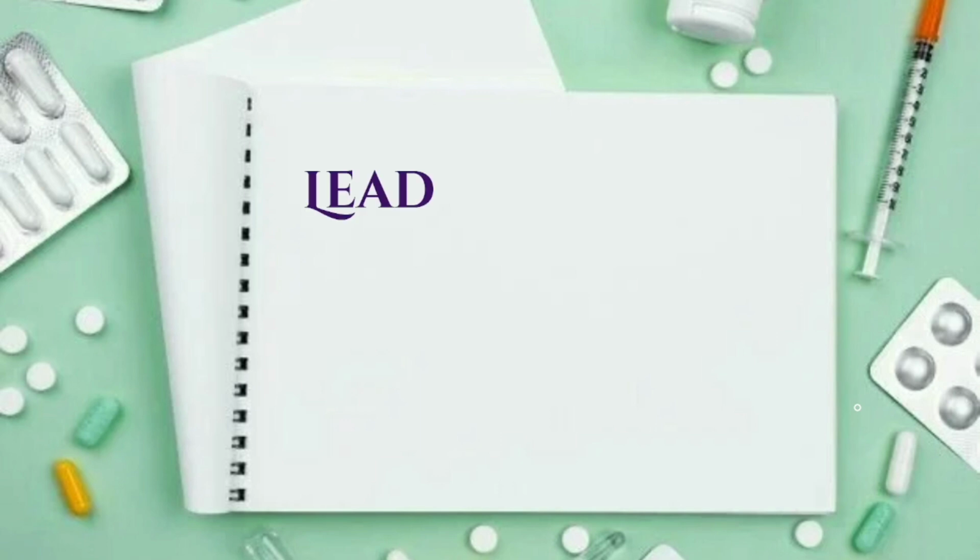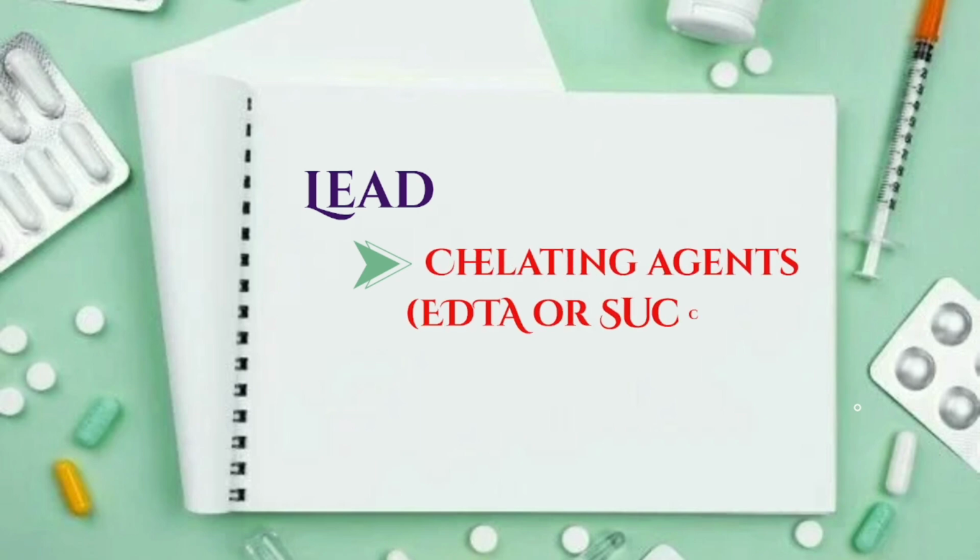Our next drug is lead. If lead poisoning occurs, that means there is a buildup of lead in the body, then we have to give chelating agents like EDTA or Succimer. These chelating agents work similarly. They also form complexes and bind with the lead in the body, and these complexes later will be excreted by the kidneys. What will be the mnemonic?